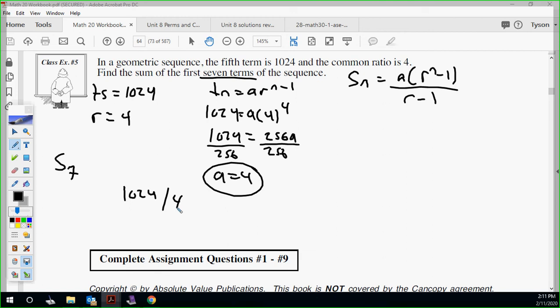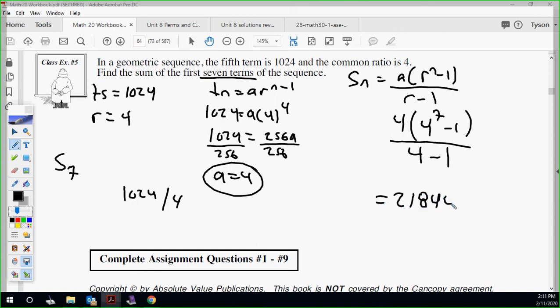Okay, so then we plug it in now. So we have a, where are we at? A is 4, excuse me. And then r is 4, so that's kind of confusing, but 4 to the n is 7, because they want 7 terms, minus 1, all over 4 minus 1. So there's your calculation. And this gives you 21,844. Okay. Yeah, this one we had to get a first, right?